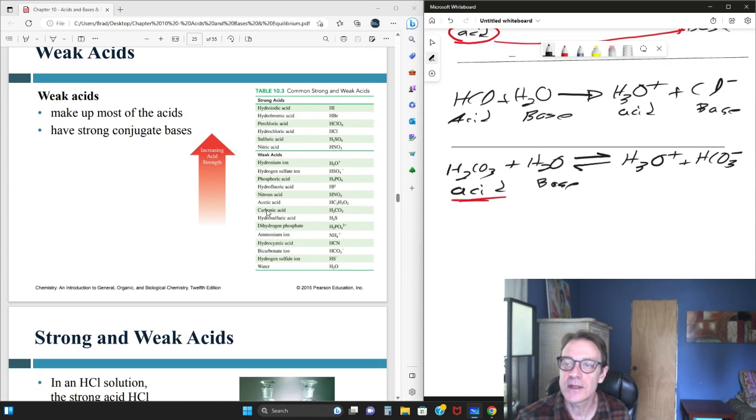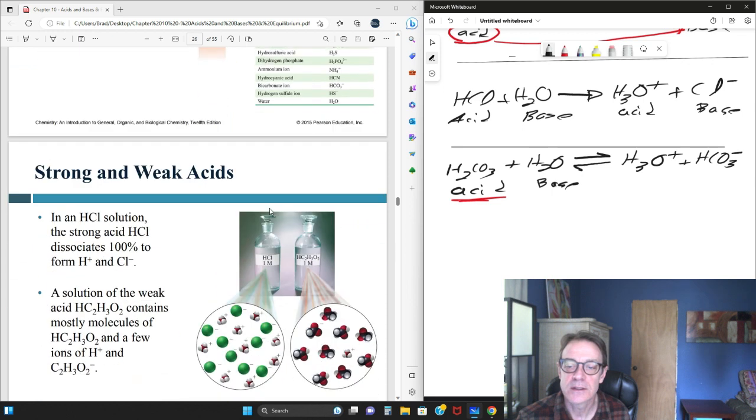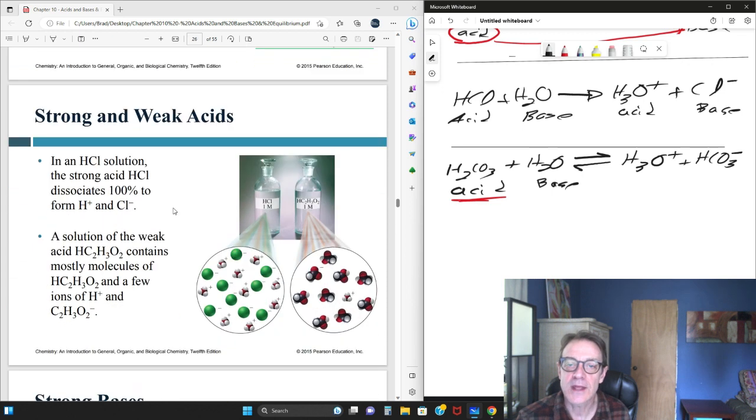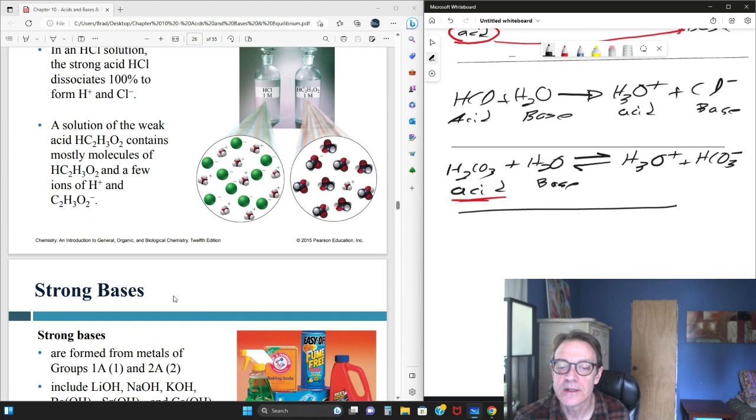Okay. Once again, strong acids at the top, weaker acids as you go down the slide. So hydrochloric acid completely dissociates into hydrogen and chloride. Okay. And a weak acid will have incomplete dissociation. And I did indicate that with this example right over here. In fact, that's not quite the same one, but another form of a weak acid.